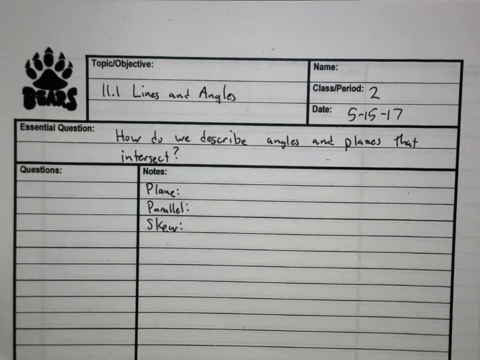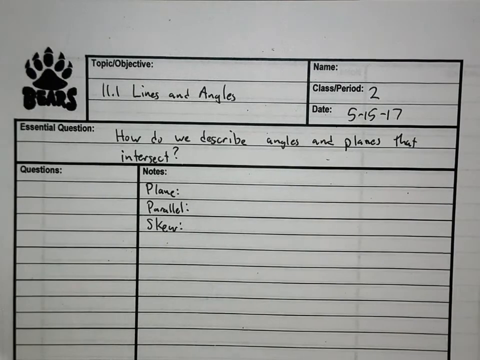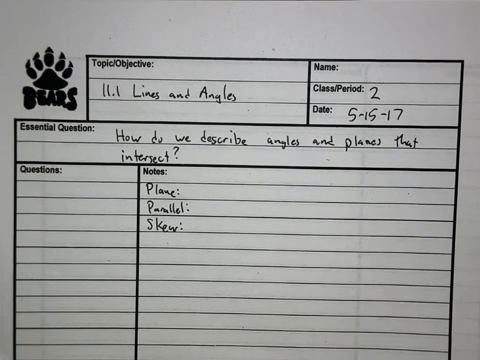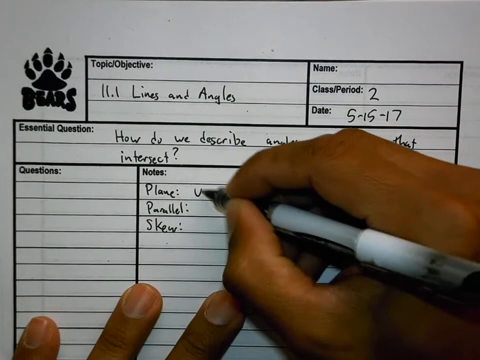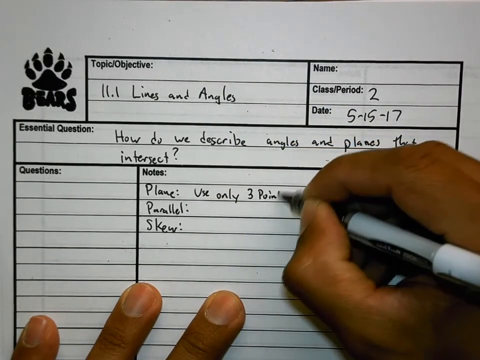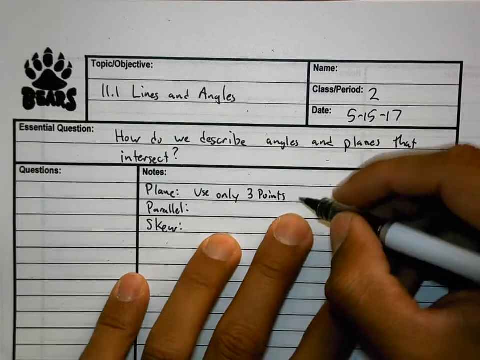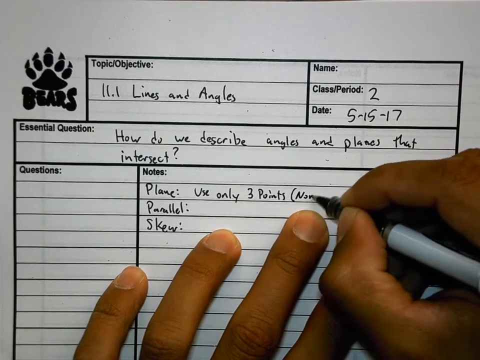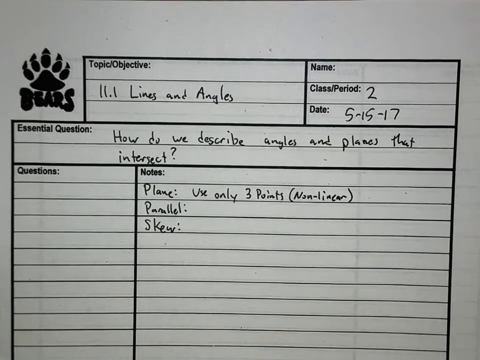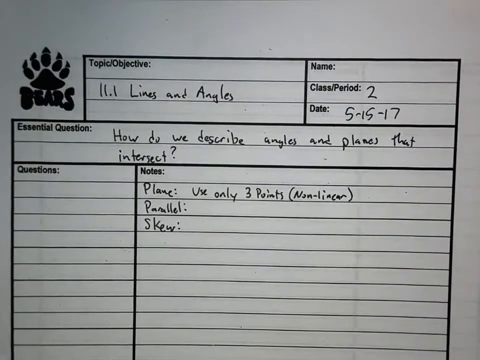What I like about 11.1 is that it reviews some concepts from Unit 7. Three things that you may remember or may have forgotten are plane, parallel, and skew. These three words. So let's talk about those. Plane. Use only 3 non-linear points. When you write a plane, let me remind you, we use 3 points that are non-linear.